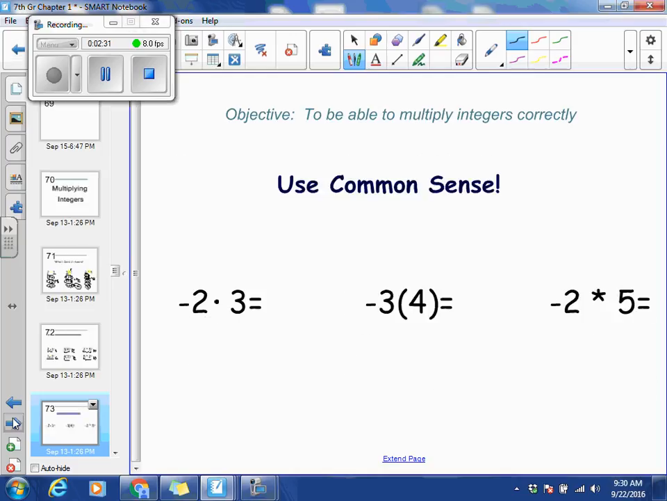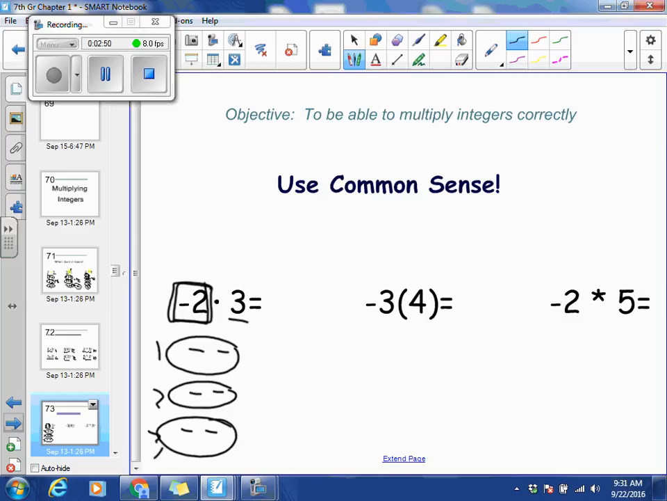Okay, so now we're going to tackle integer multiplication. And we're going to tackle this using common sense. So the first thing is what you have. You have 2 negatives, or you owe $2. All right, and how many times do you owe $2? 3 times.